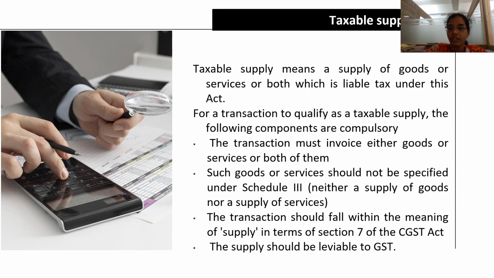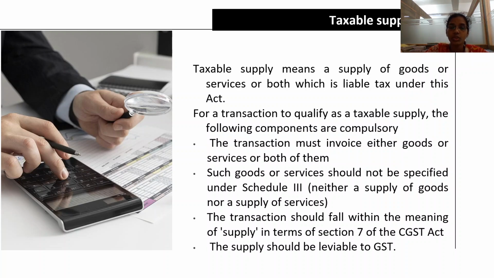Next is the definition of taxable supply. This is defined under section 2 subsection 108. Taxable supply means a supply of goods or service or both which is liable to tax under this act. For a transaction to qualify as taxable supply, the following components are compulsory. First thing, the transaction must have an invoice. The supply should be either goods or service.